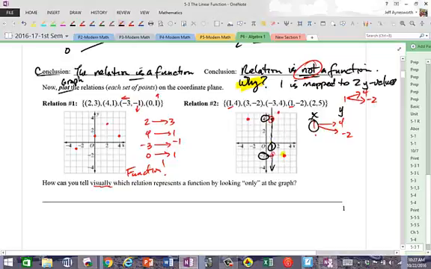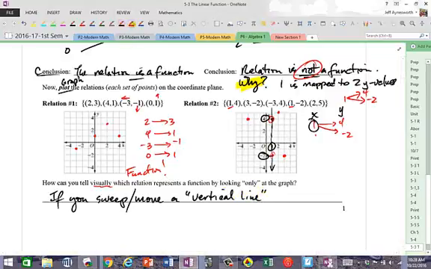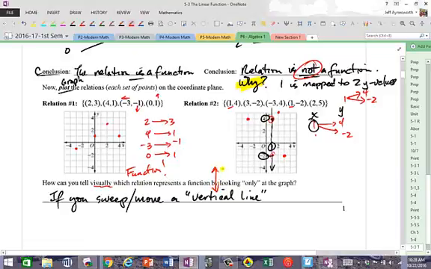So how can you tell visually? You can call it the pencil test, or you can call it the vertical line test. If you sweep your pencil vertically across the graph and it intersects more than one point, then the graph does not represent a function. Let me write that down. If you sweep or move a vertical line, and this is important, vertical means straight up and down, so a vertical line like this, from left to right.